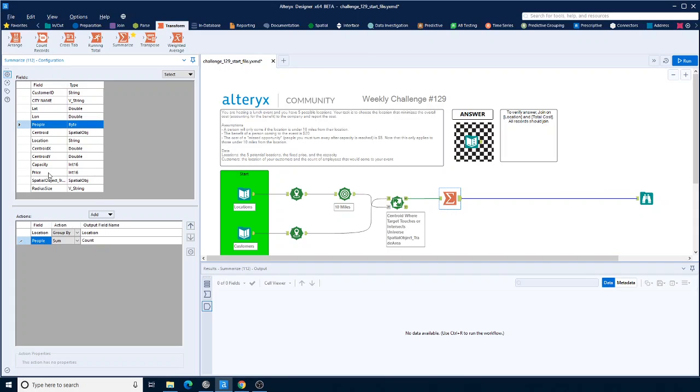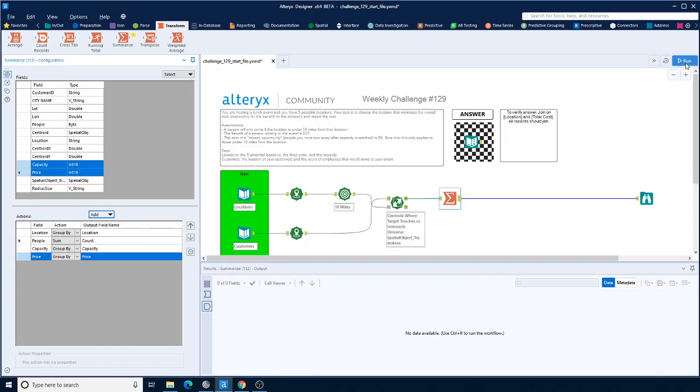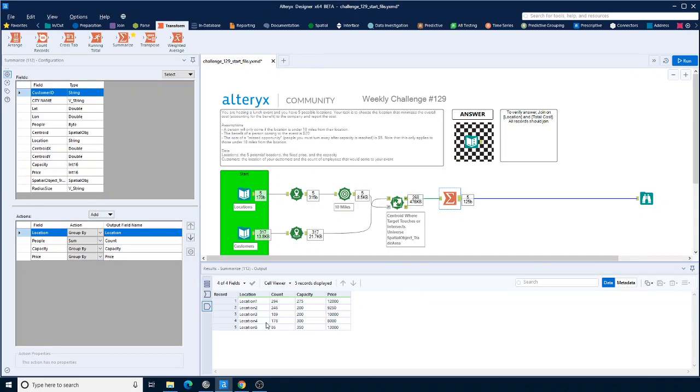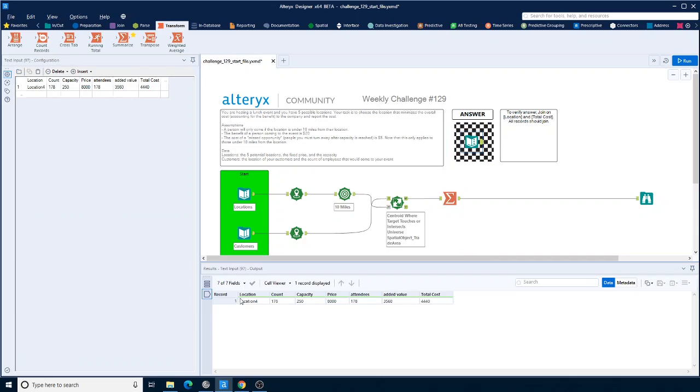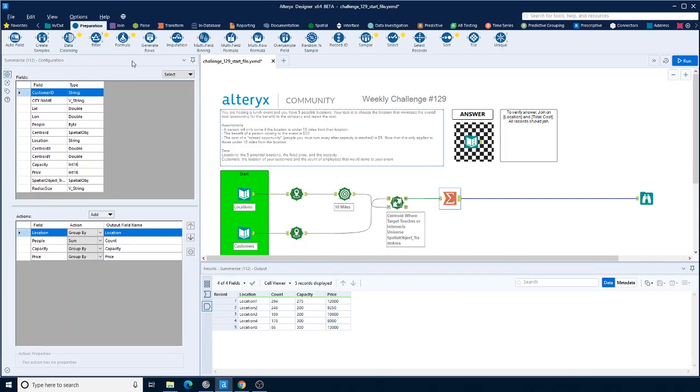And then we want to group these. They should be the same for everyone because they've come from the same source. Yeah, there we go. So we now have the count, the capacity, and the price, and the location. That's all how it is: location, count, capacity, price. Now we need attendees, added value, and total cost. Okay, so attendees is just a copy of the count.